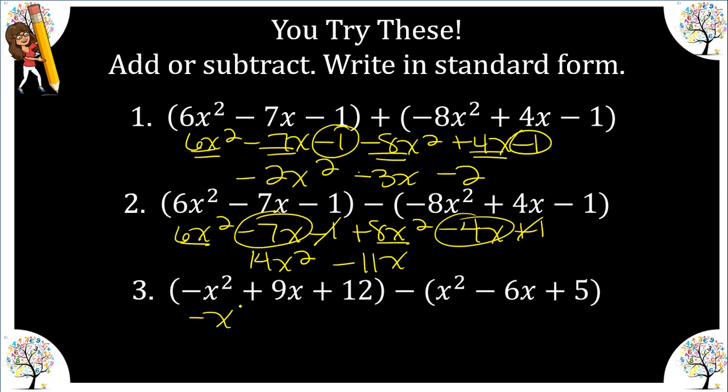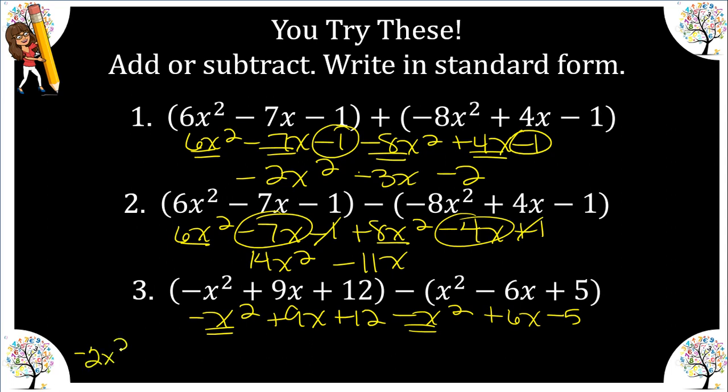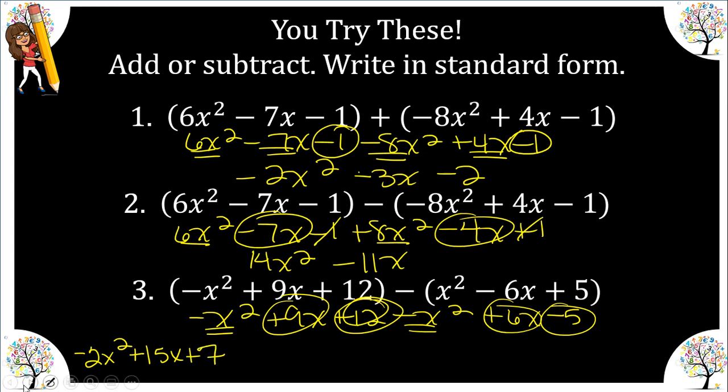And then our last practice problem, we are going to subtract. So we are going to distribute the negative 1, changing every term to its opposite. Now we combine. When I combine my quadratics, I get negative 2x squared. My linear term gives me 15x, and then the constant terms give me plus 7. So we have a quadratic trinomial.